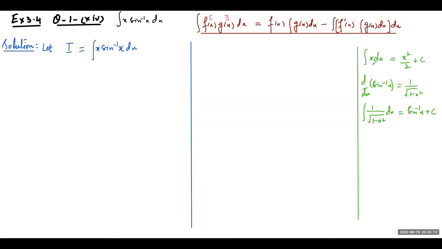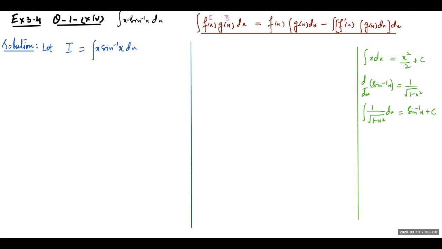The previous results which you must know are: integral x dx equals x square by 2 plus c. Derivative of sine inverse x is 1 by square root of 1 minus x square, and integral of 1 by square root of 1 minus x square dx equals sine inverse x plus c.